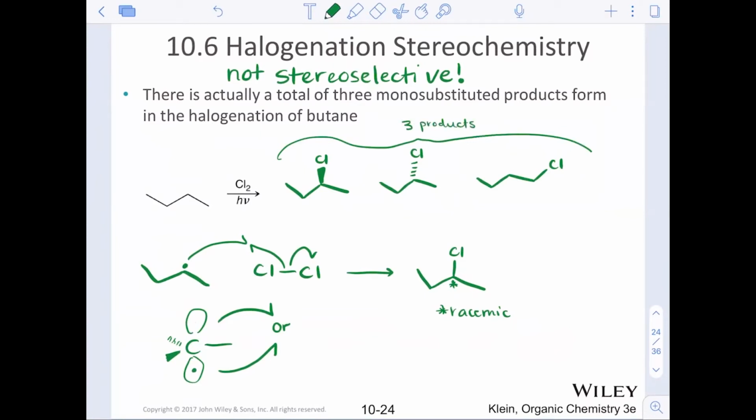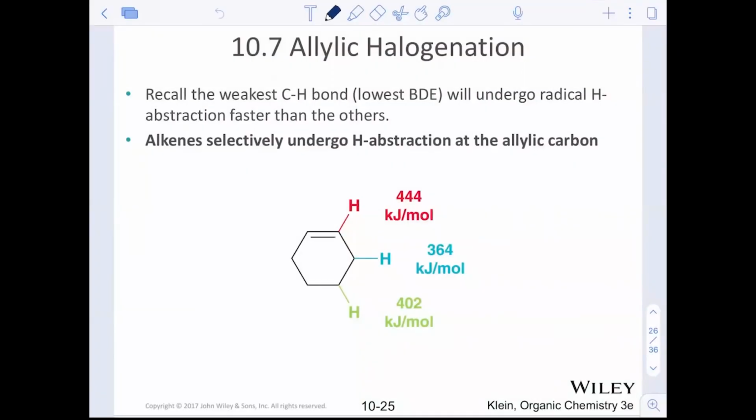All right, let's continue on with section 7 here with allylic halogenation. Now, we do know that the weakest CH bond, the one with the lowest bond dissociation energy, will undergo radical hydrogen abstraction faster than others. We saw that with the bromination selectivity. And we do know from our very beginning discussion here that the CH bond that is in an allylic position would have the lowest bond dissociation energy.